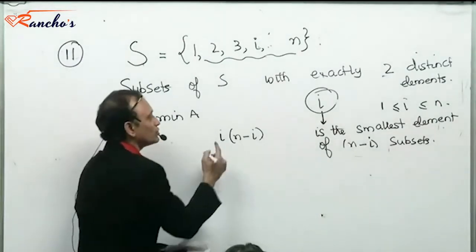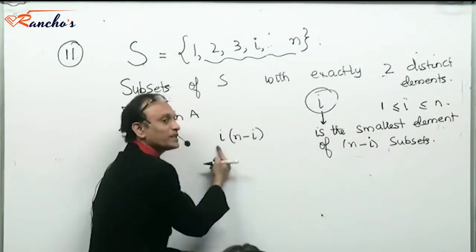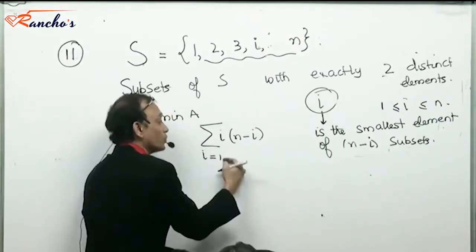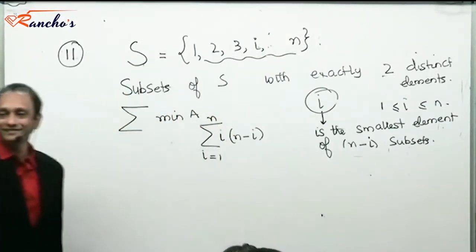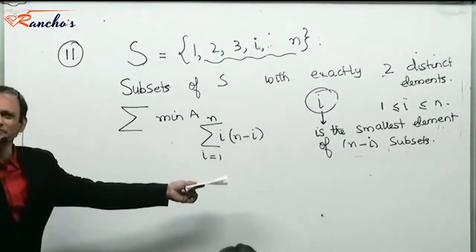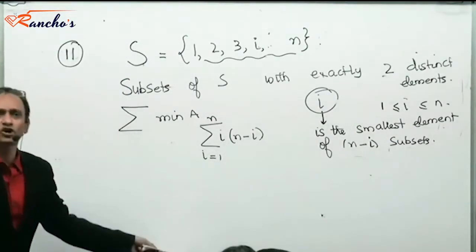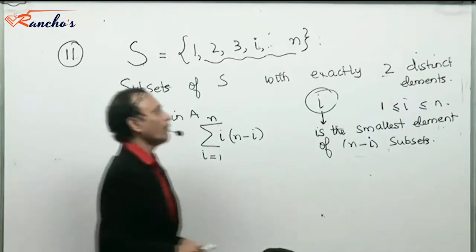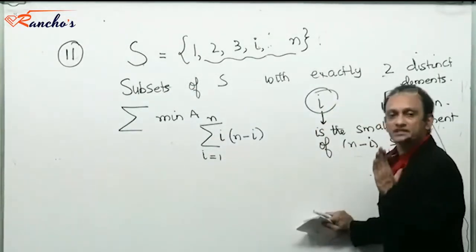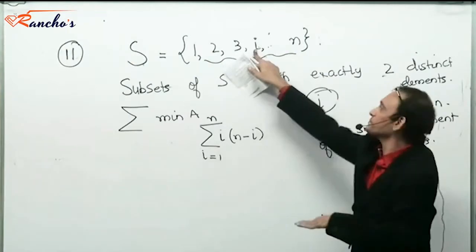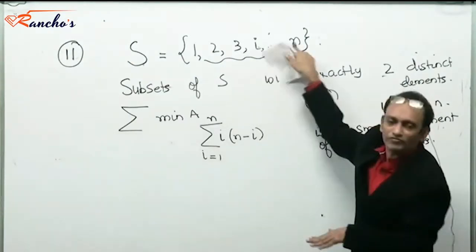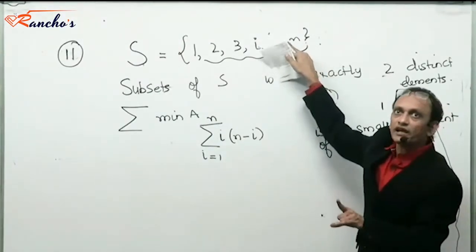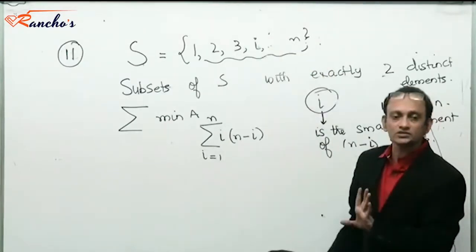And what is it that I want to do? This is the sum of all subsets with i as the smallest element. But there could be subsets with i equal to 1, i equal to 2, or i equal to n. Yes or no? This is the sum that we are seeking here. See, I select all subsets in which i is the smallest element. In those subsets, the second element has to be after i. There are n minus i ways of selecting the second element, right? That means there are n minus i subsets in which i is the smallest.